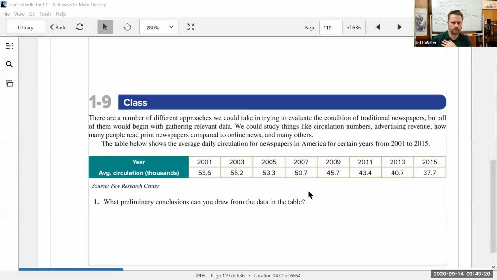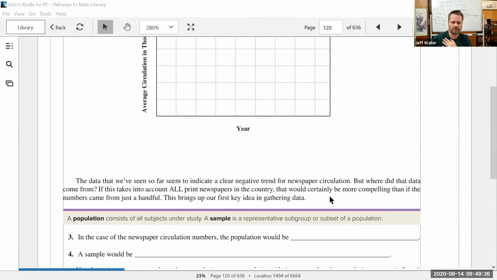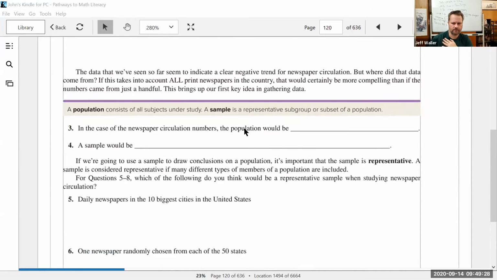Newspapers in circulation from 01 to 15. Yeah, newspapers in America. I like it. So that would be the population. All newspapers. So "all" is a really good word for population. All newspapers in circulation from 2001 to 2015. I like it. Is everybody with me?